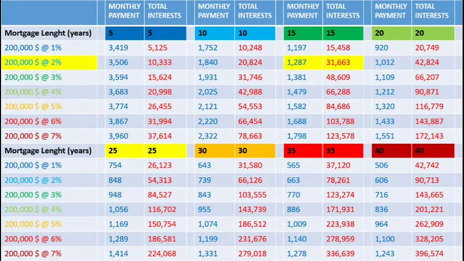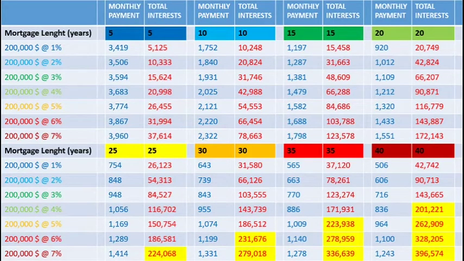If the interest rate is 2% and we select a 15-year mortgage, we have a monthly payment of $1,287, and a total interest amount of $31,663. If the interest rate is 4% and we select a 30-year mortgage, we have a monthly payment of $955, and a total interest amount of $143,739.